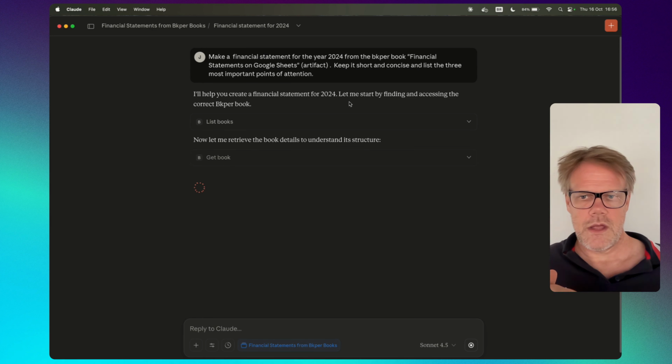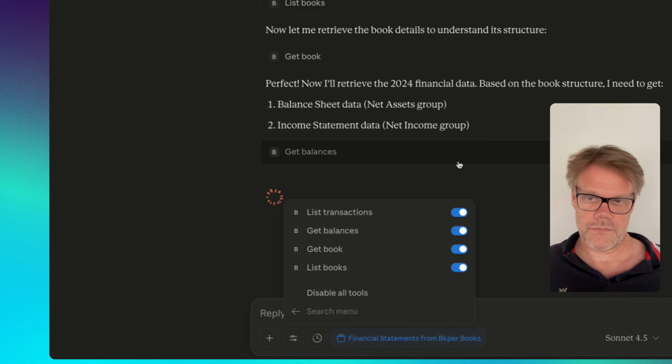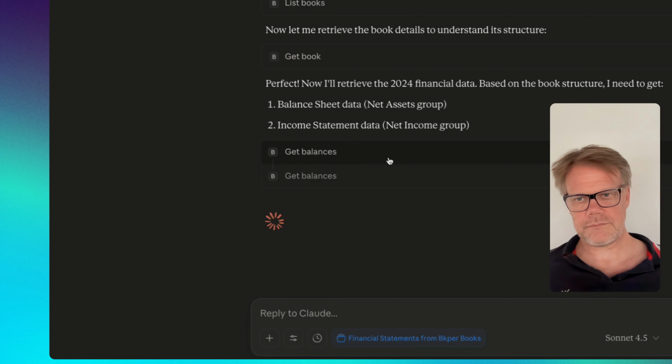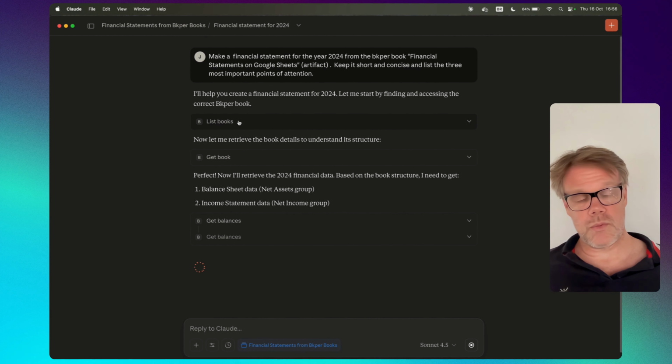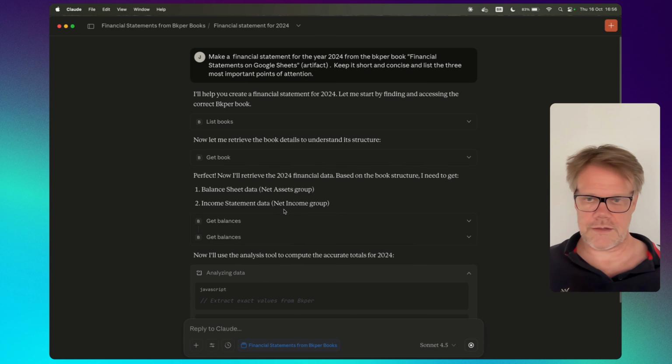Okay, so the LLM understands that it has the Bkper tools here. Okay, and with that it fetches the data from the API, like the book we are looking for, and the balance values, for example, from the net assets group or the net income group in this case.